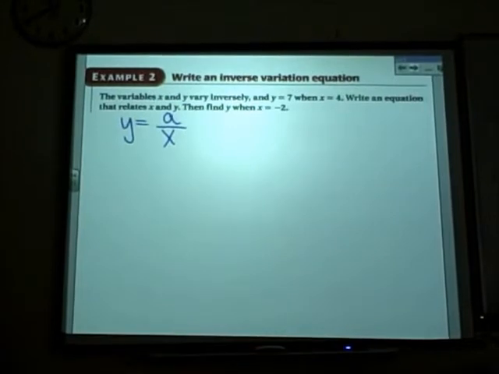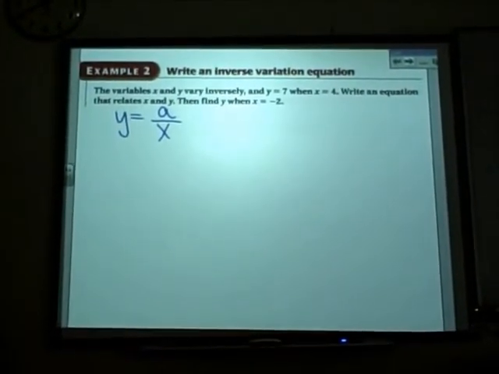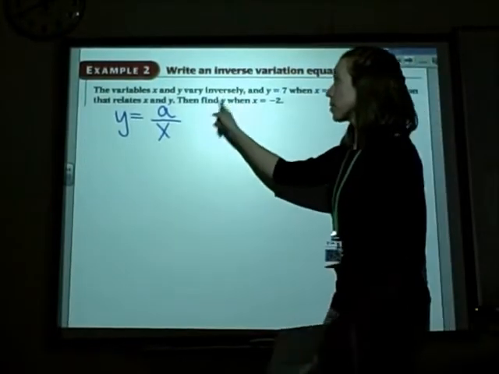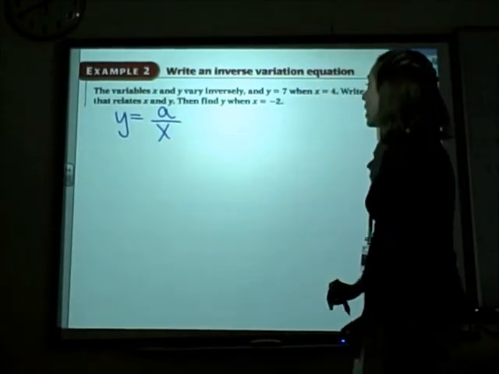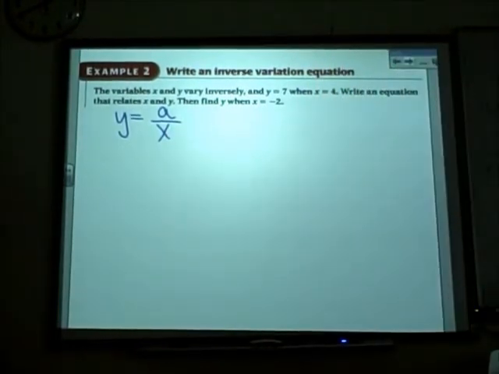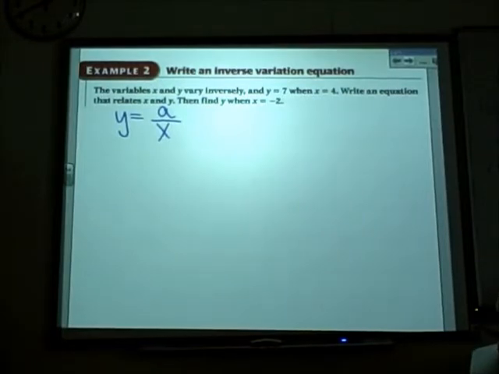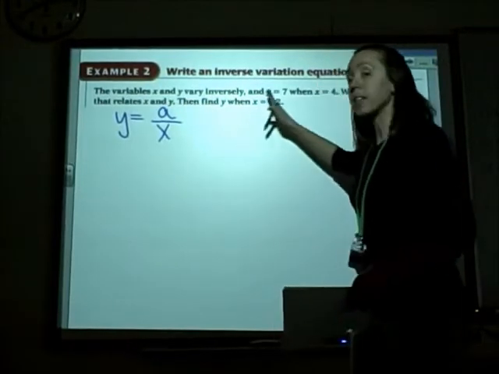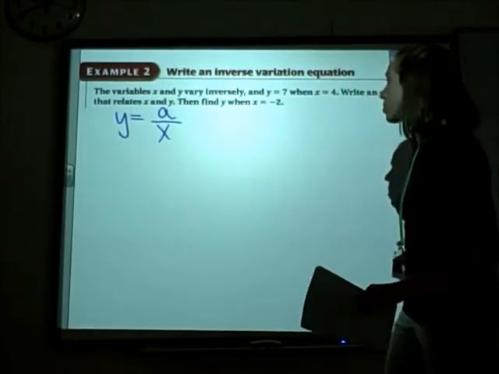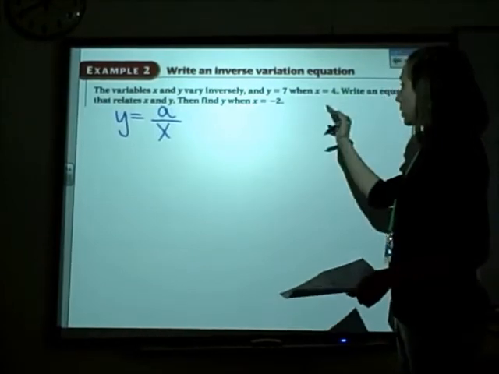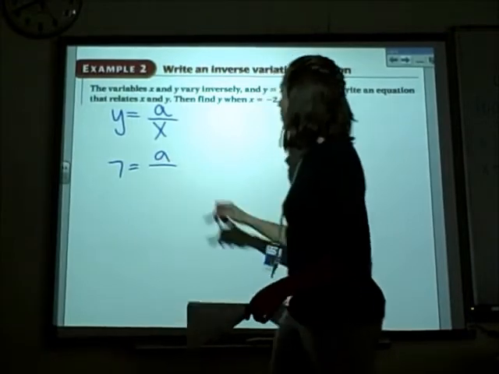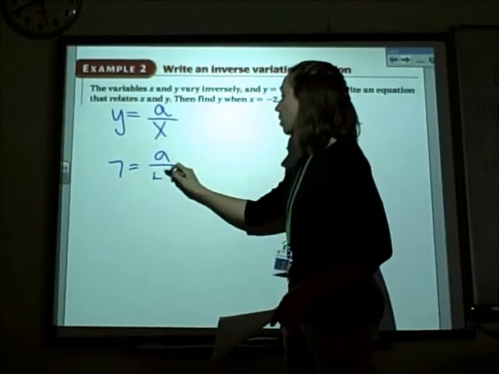Okay, now what's going to happen is we want to write the variation equation. It tells me two variables, x and y, vary inversely. So the word inversely means I want this equation, and y equals 7 when x equals 4. Write an equation that relates x and y. Then, and we're going to stop right now because that's a second step. We've got to write our equation first. So it tells me, I'm just going to do what it says. Y is 7. I don't know a, they don't tell me a, and x is 4.